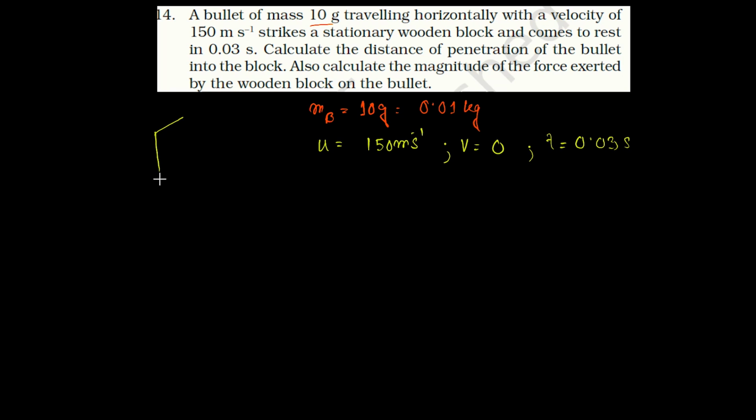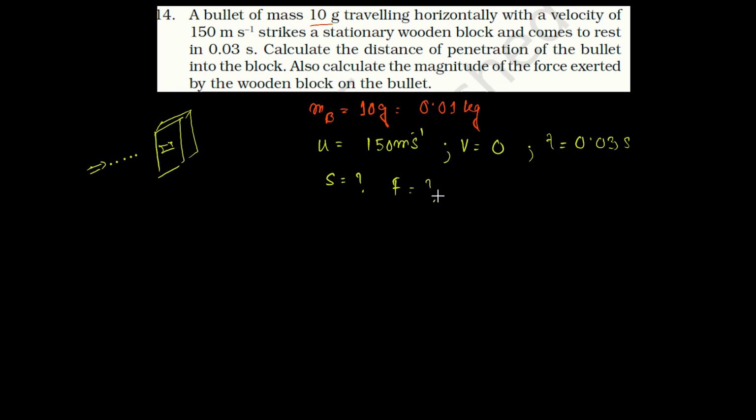Just consider this is the wooden block. First the bullet comes like that, it moves, then it enters the wooden block. So now you have to calculate how much it penetrates that wooden block. That means we have to find out the distance. Also calculate the magnitude of the force exerted by the wooden block. Remember, we have to calculate only the magnitude, not the direction. That means no negative sign should be there.